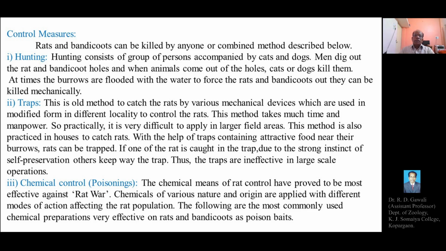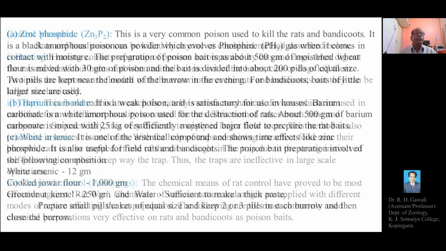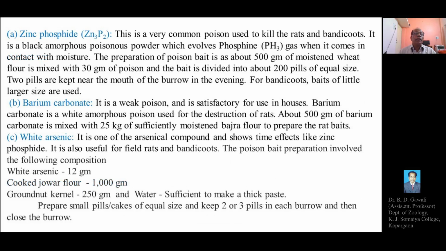So there are certain types of chemical preparations which are very effective in controlling rats and bandicoots as poison baits. So there are different types of chemicals or poisons which we can use in the form of poison baits for the control of rats and bandicoots. The first one, zinc phosphide.